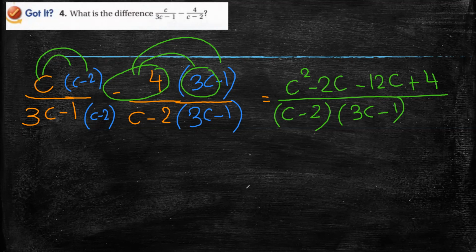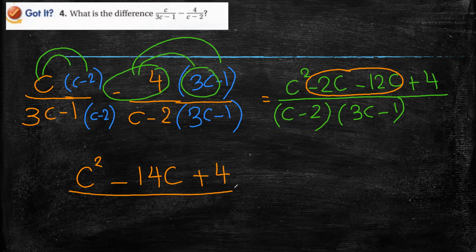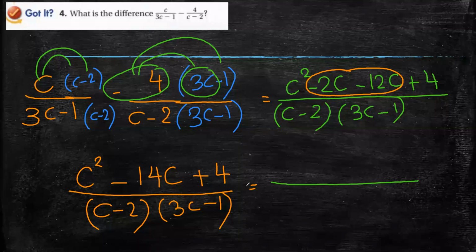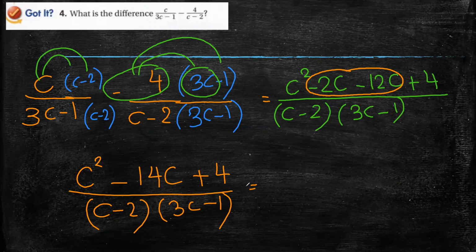Then now, c squared, keep it as it is, because we cannot add it. Now negative 2c minus 12c is negative 14c, plus 4, over c minus 2 times 3c minus 1. Let's now factorize the numerator to see if there's a common or not. Two numbers that if you add them you get 4, and if you multiply them you get negative 14. Teacher, I cannot. There's only 2 and 2. So we have to say that this is the final answer: c squared minus 14c plus 4 over c minus 2 times 3c minus 1.